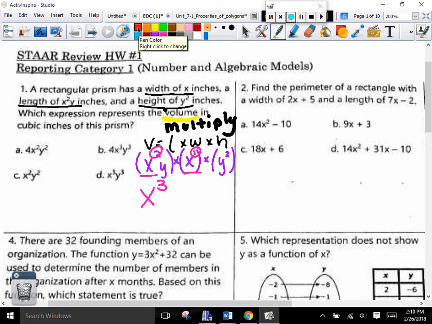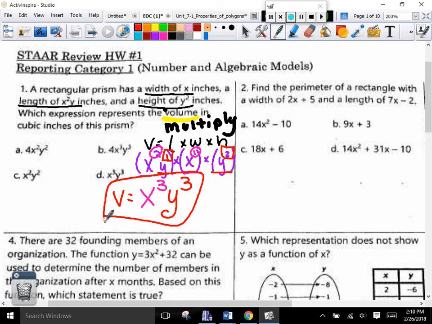Now I am going to look at my other variables. I have a y, and I have another y right here. So my next variable would be y. And the same thing for my exponents: I'm multiplying, so every time I multiply, I'm going to add my exponents. The first y does not have an exponent, so I'm going to put an exponent of 1. And my other y has an exponent of 2. So I am going to add my exponents: 1 plus 2 gives me 3.